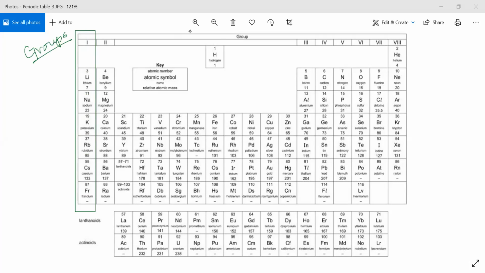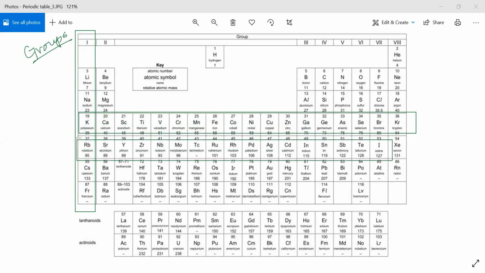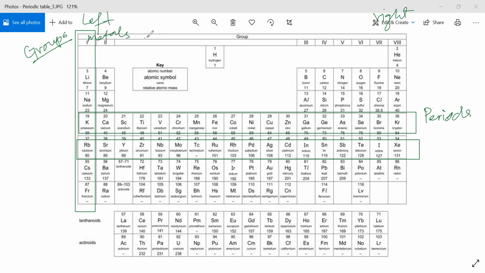Then we have these horizontal rows. These are called periods. When you look overall, as you go from left to right, what will happen? From the most reactive metals to non-metals, the characteristics of the elements change from metals to non-metals.